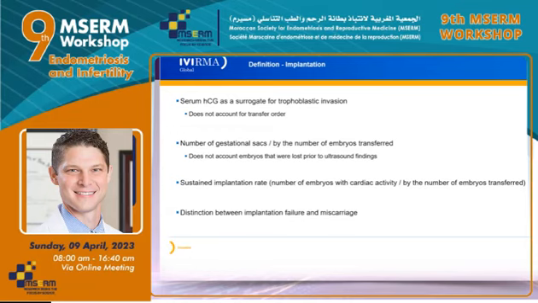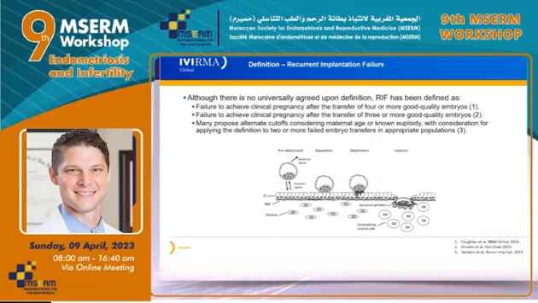It could be sustained implantation rate, so the number of embryos with cardiac activity divided by the number of embryos transferred. But there then has to be a distinction between implantation failure and miscarriage. In general, as I've mentioned, no universally agreed upon definition. Several that have been used is failure to achieve pregnancy after the transfer of 4 or more good quality embryos. Others have used 3 or more. Some propose alternate cutoffs which utilize age or known ploidy of the embryos, considering 2 or more failed transfers in appropriate populations.